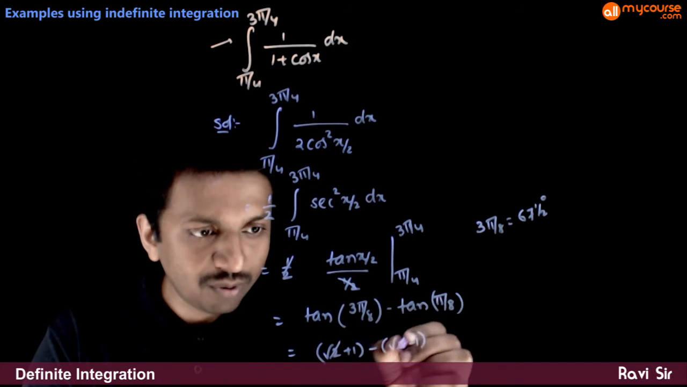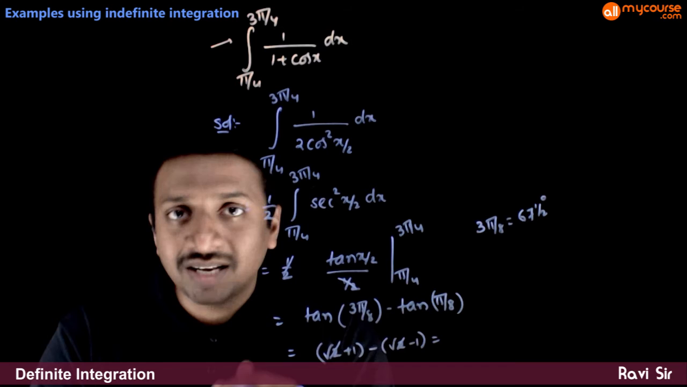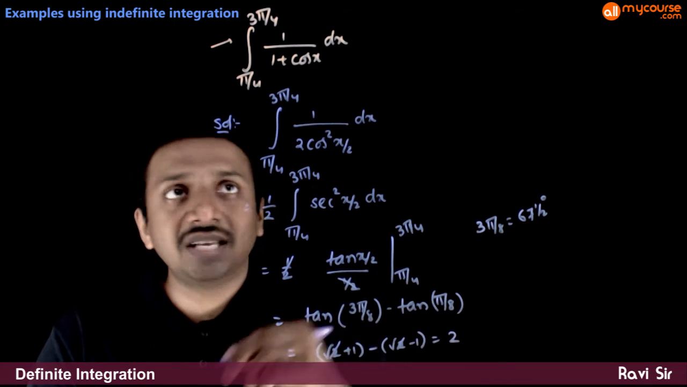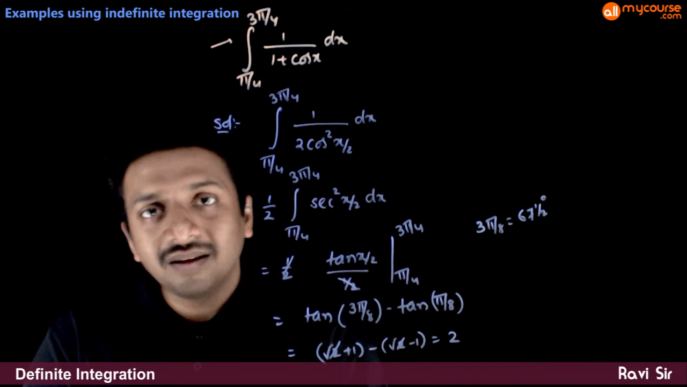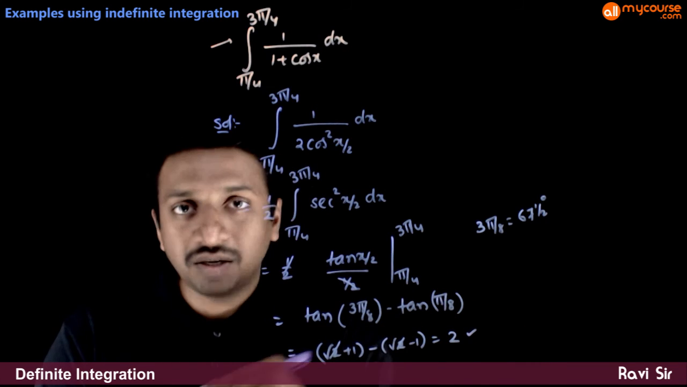So this root 2 and root 2 gets cancelled. 1 minus of minus 1 is 1 plus 1. The answer is equal to 2. So the integral from pi by 4 to 3 pi by 4 of 1 by 1 plus cos x will be equal to 2.